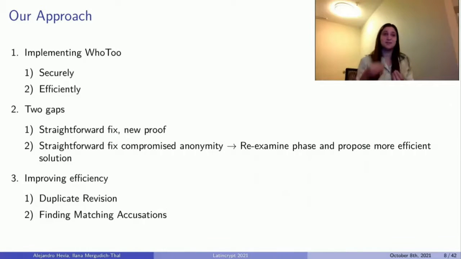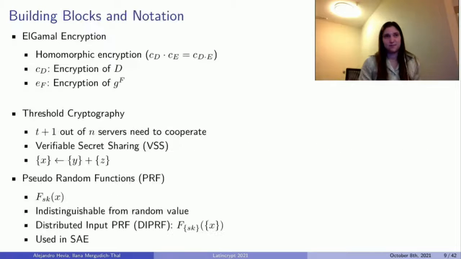So this motivated the third and most important contribution of our work, which are two improvements in efficiency in two specific components by changing the cryptographic tools used in those components. So later we will explain exactly how we did that.